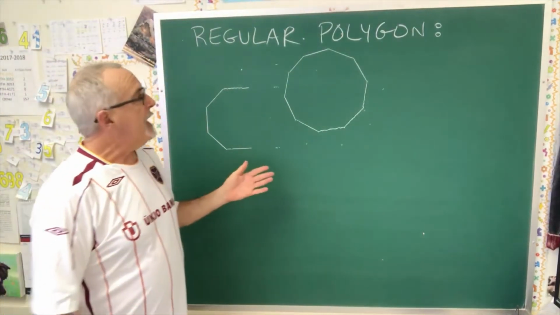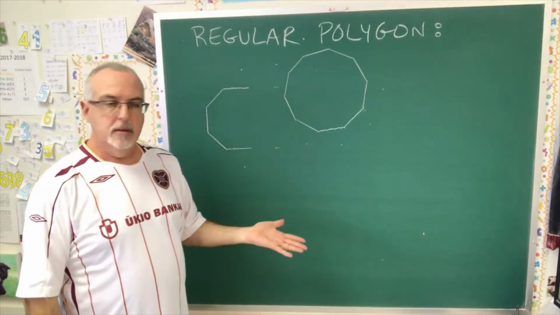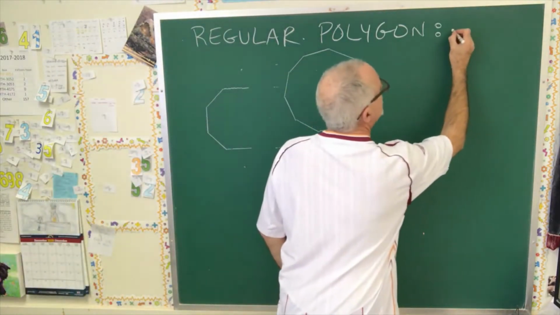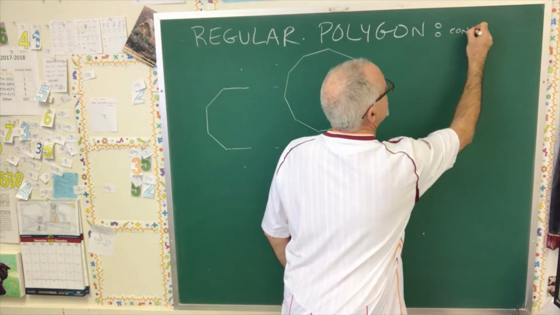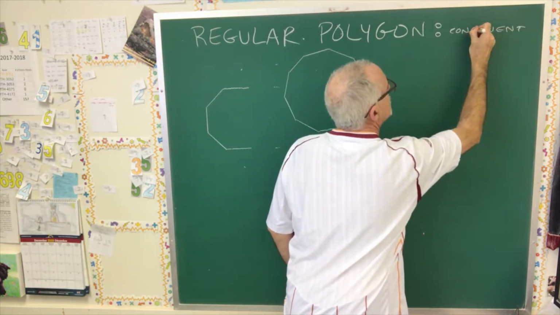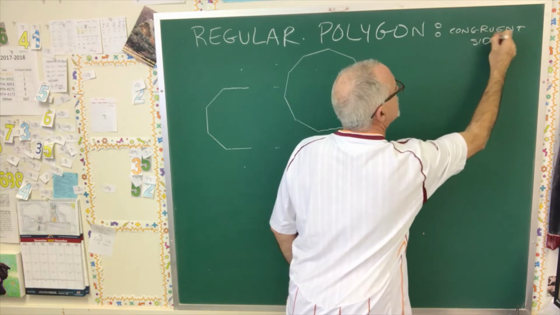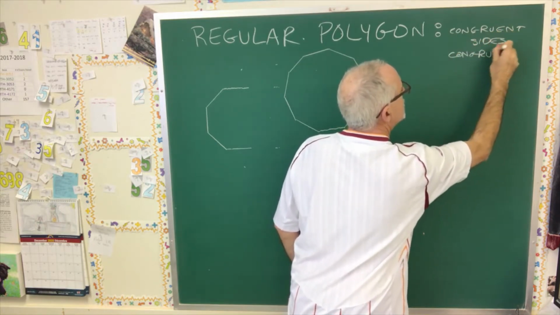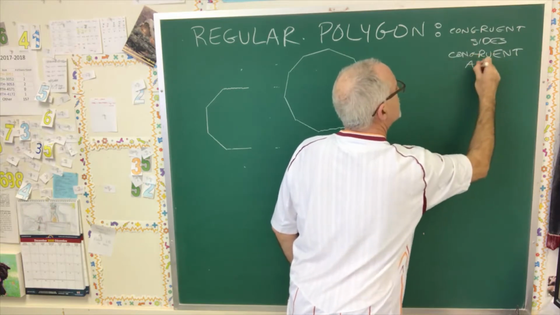Today's Daily Dose of Math is about regular polygons. What is a regular polygon? It has to have congruent sides and congruent angles.